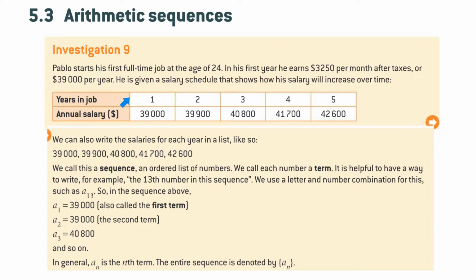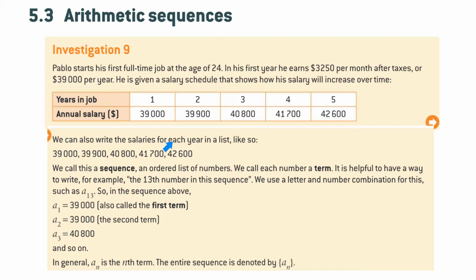In his first year, years in job, the first year, $39,000, right? That's $3,250 per month after tax. So that's $39,000 after tax in the first year. In the second year, he gets $39,900. Third year, $40,800. Fourth year, $41,700. And the fifth year, $42,600. So it's increasing. Now, can you see a pattern with the increase?